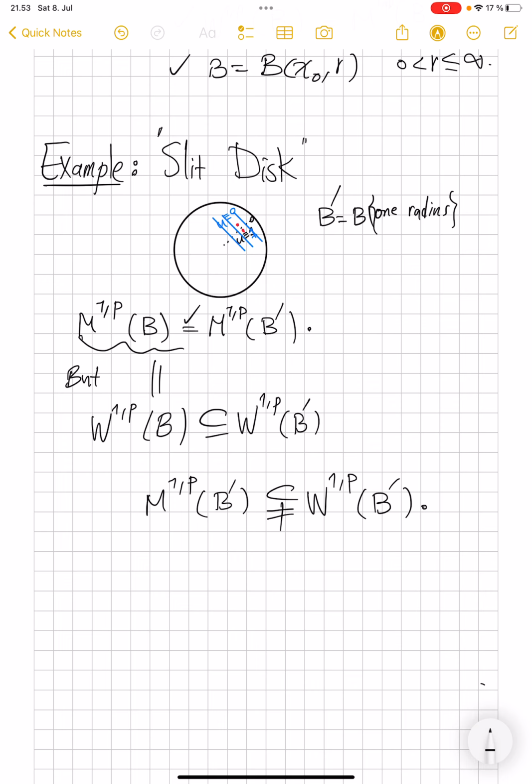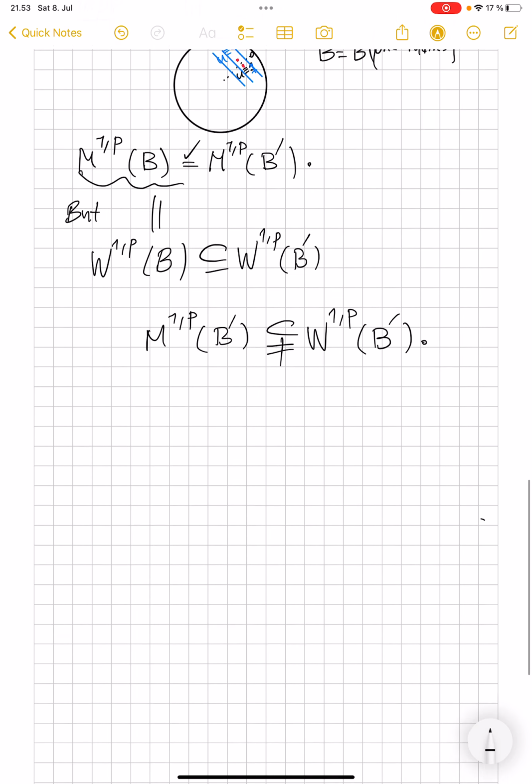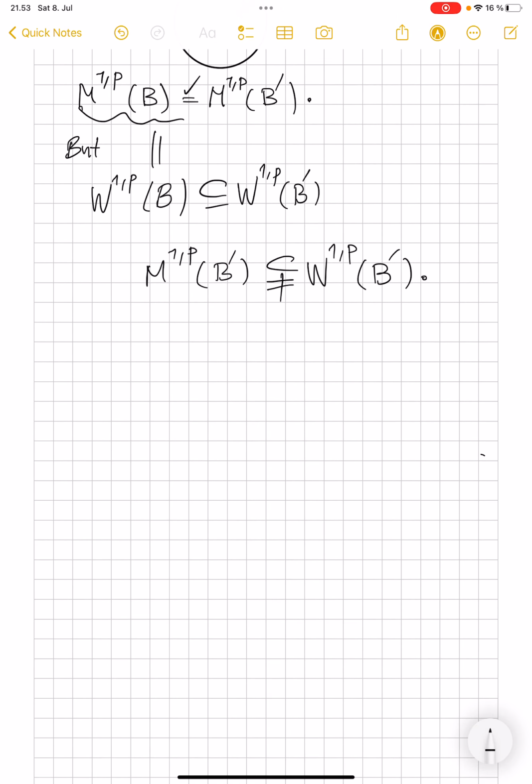Okay. Now I want to relate to you two results regarding this question of when, for what type of domains, does this hold. So we first introduce what is called a measure density condition.